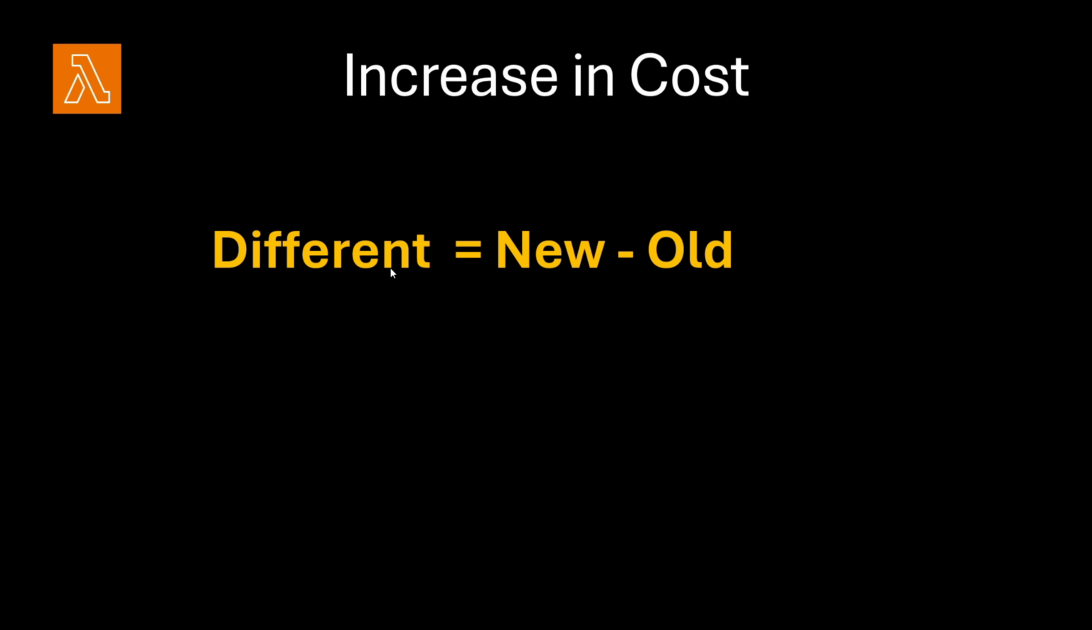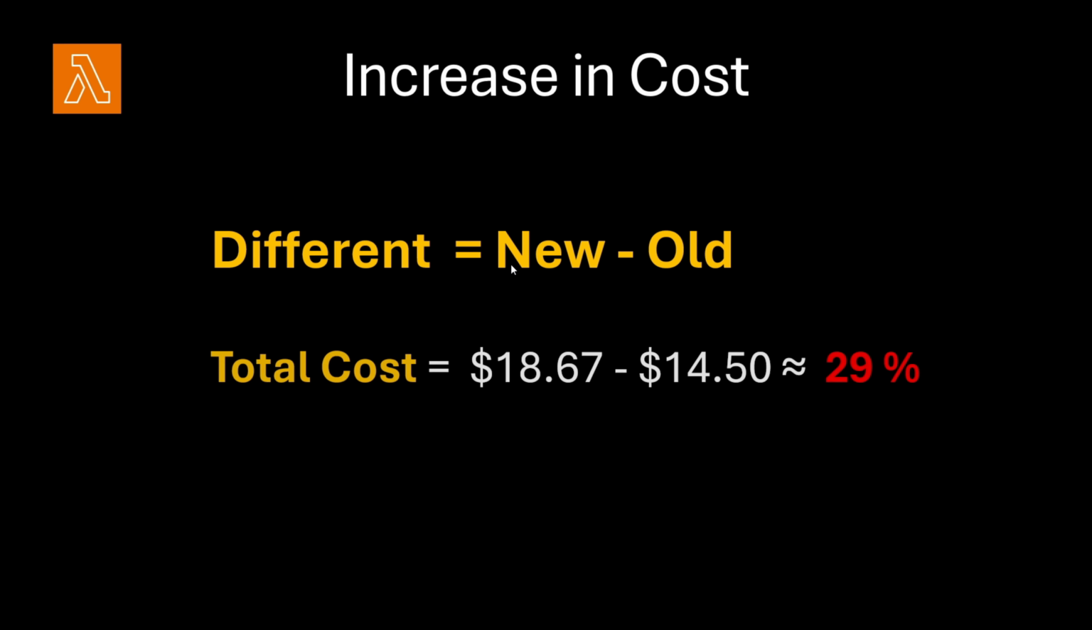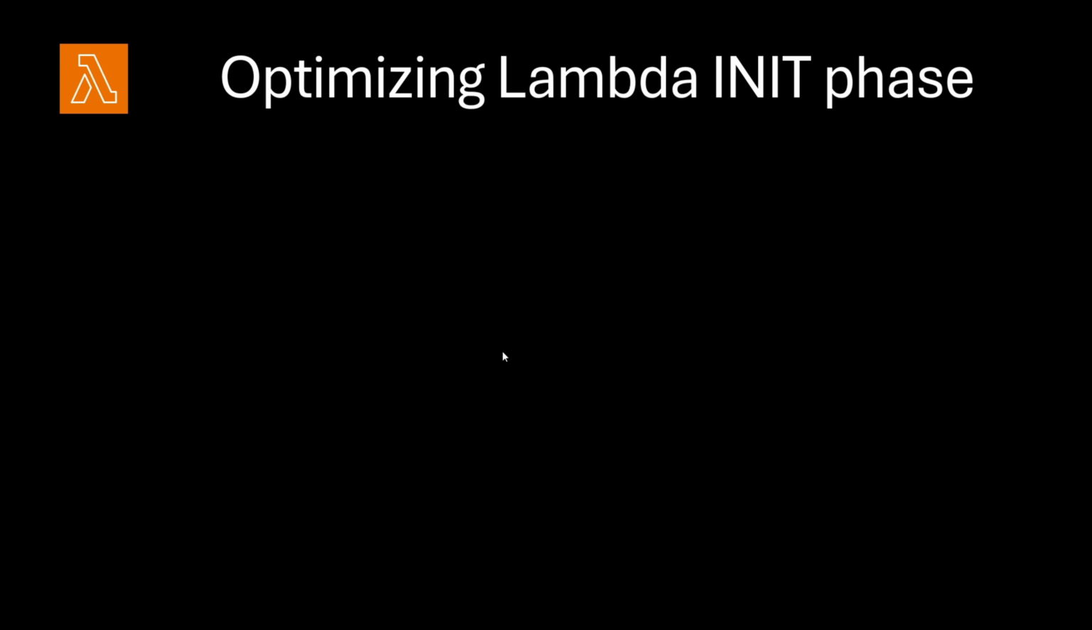Now let's see what the increase in cost is. The increase in cost is the new number minus the old number. So 18.67 minus 14.50 is roughly a 29% increase in your Lambda cost with this new change. Just because of init duration, which we are now adding into the build duration, you will see a 29% increase in your overall cost of AWS Lambda functions. This is a significant increase, right? And it's very important that we optimize the init phase and the init duration.